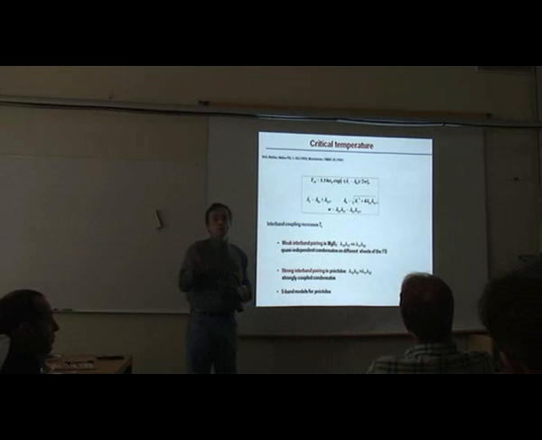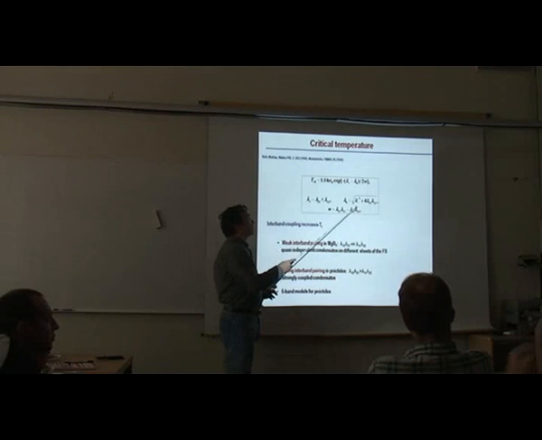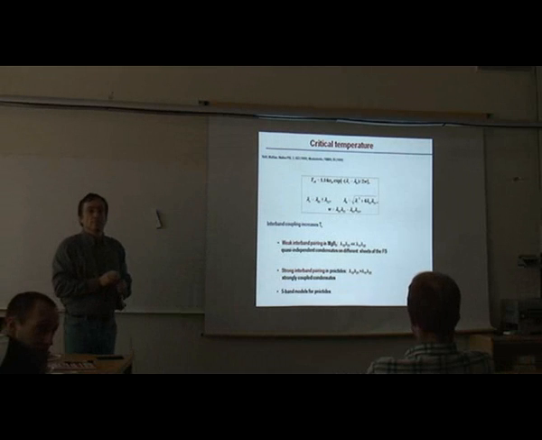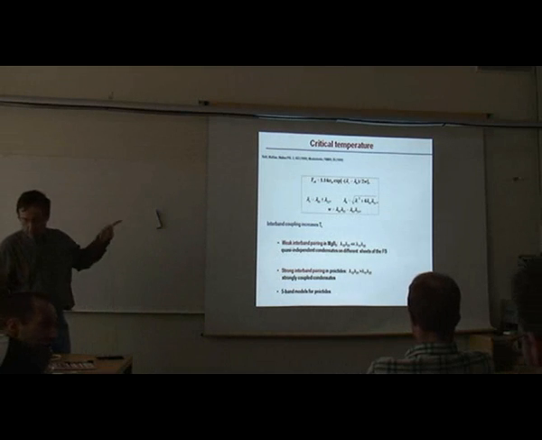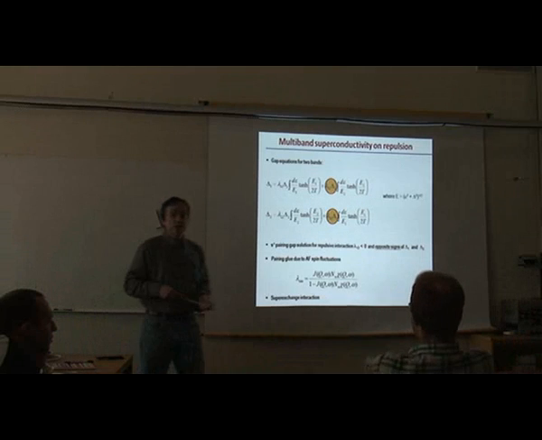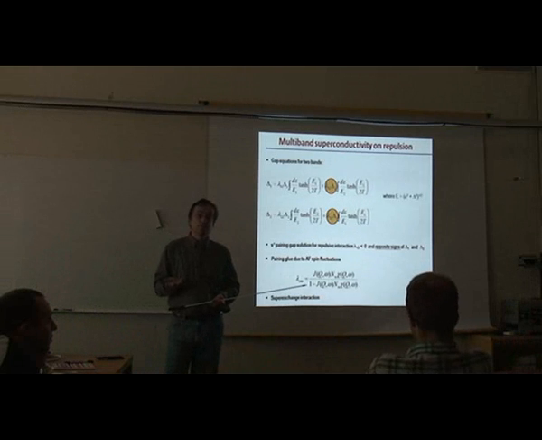In pnictides, we are in the opposite limit. In pnictides, this guy dominates and this guy is small. So why are people saying that it dominates? How do we know which? Okay, next slide. So now that allows us to have superconductivity and repulsion.